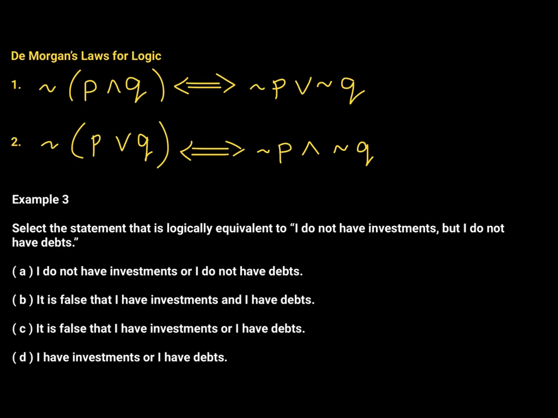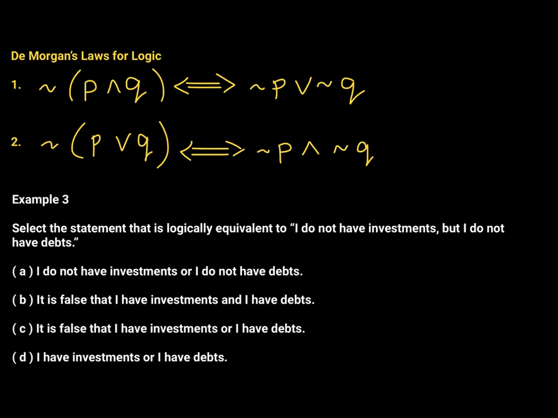All right, check out this new example. We want to select a statement that is logically equivalent to, I do not have investments, but I do not have debts. So which one of the following is equivalent to that one? A: I do not have investments or I do not have debts. B: It is false that I have investments and I have debts. C: It is false that I have investments or I have debts. D: I have investments or I have debts. Which of the following is equivalent to the given statement?